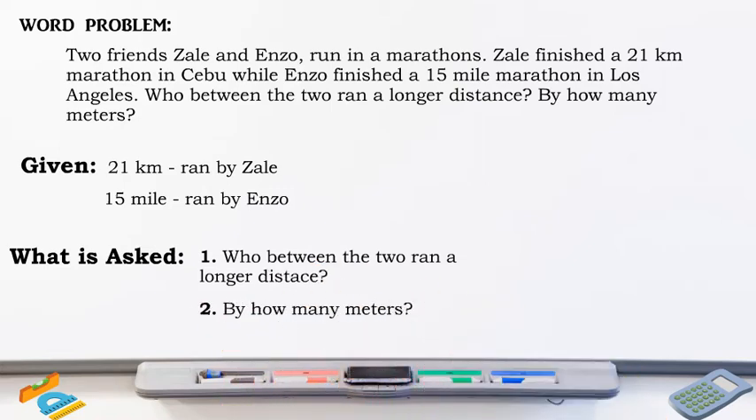Since the unit asked in the problem is meter and the given is in the unit of kilometer and mile, then we are going to convert the given values into the units of meters. And therefore, we can say that it involves conversion of units and measurement. Now, let's start solving the problem.